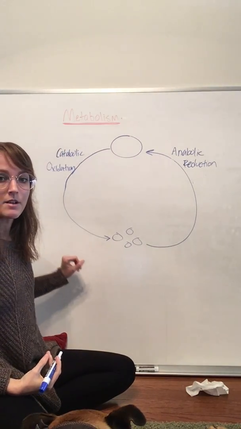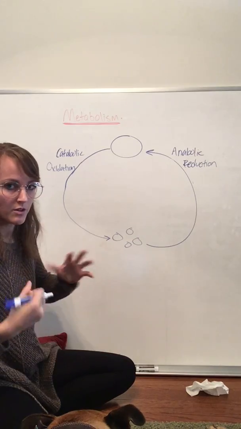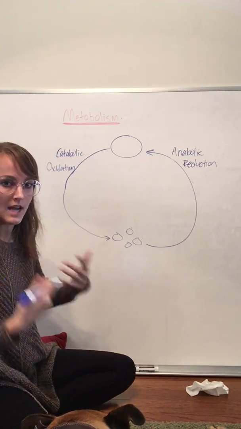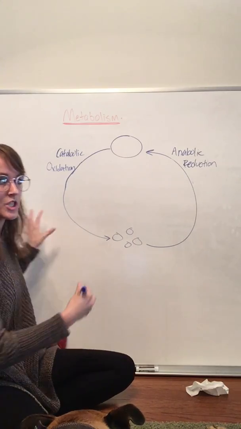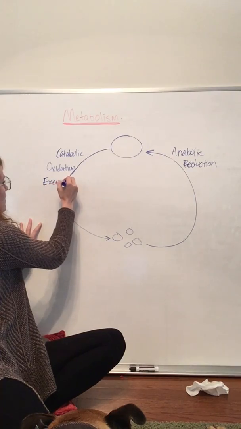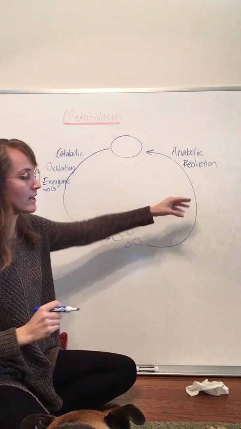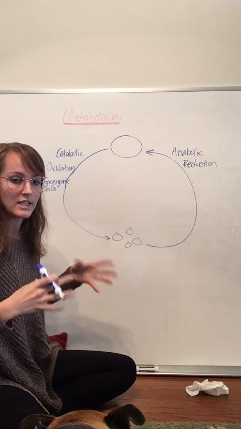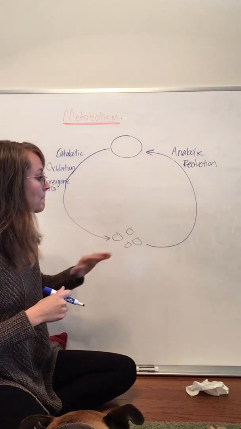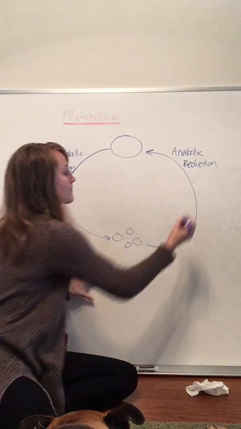Your third layer is going to be just describing the energy that's being yielded or used. So on this side, energy is being yielded, so it's considered an exergonic reaction with a negative delta G. And then on this side, energy is being used. You're actually needing energy to build from something small back up to something big. And that's going to be your endergonic, or your positive delta G.